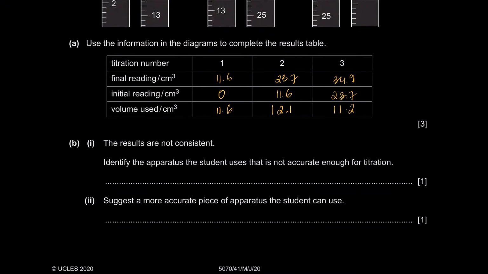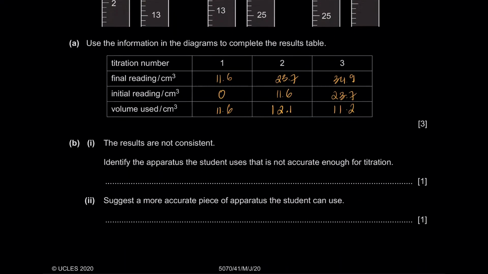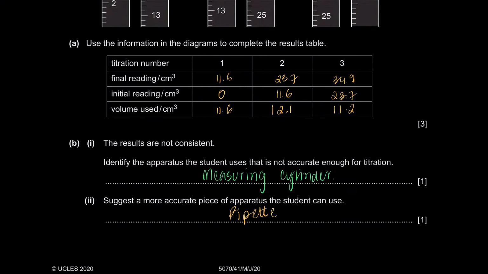Okay, the results are not consistent. Identify the apparatus the student used that is not accurate enough for the titration. So he performed a titration experiment, and at a very early point he did something really weird. He used a measuring cylinder to measure 25 centimeter cube. Why is that a bad idea? The measuring cylinder will allow you to measure 25 centimeter cube, but it won't be as accurate as a pipette. Yes, a pipette should have been used. Pipettes are way more accurate. The only flaw with a pipette is that they can only measure a certain amount exactly, normally 25 centimeter cube, but they're way more accurate than a measuring cylinder.